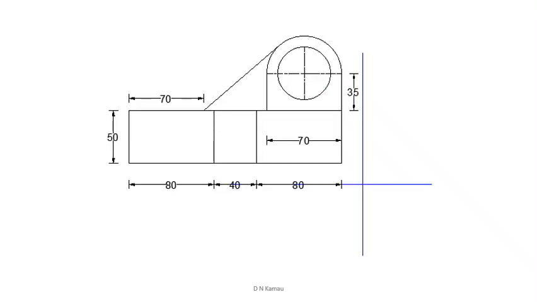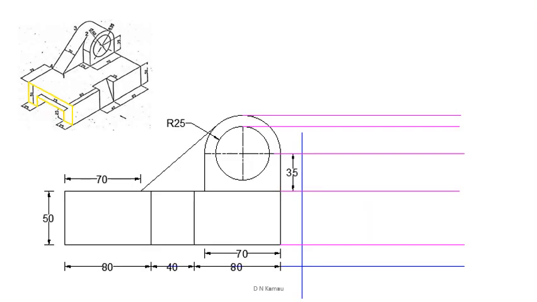Then there is that slope that comes from that part. You measure this 70. Once you measure the 70, you put a tangent to this circle, tangent to that circle, and we shall have gotten that right.